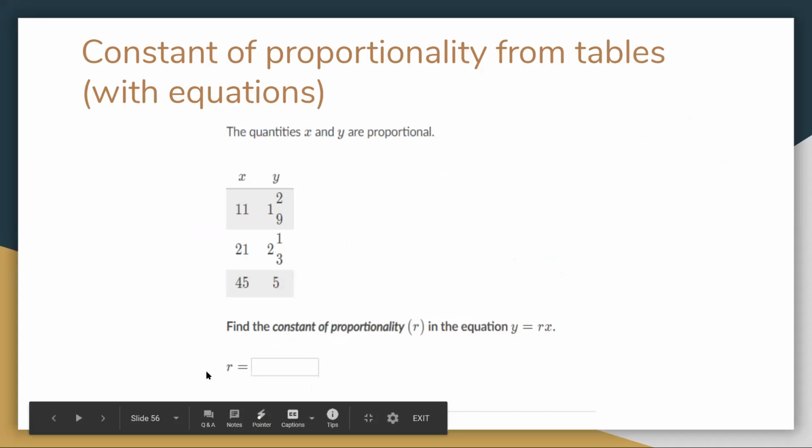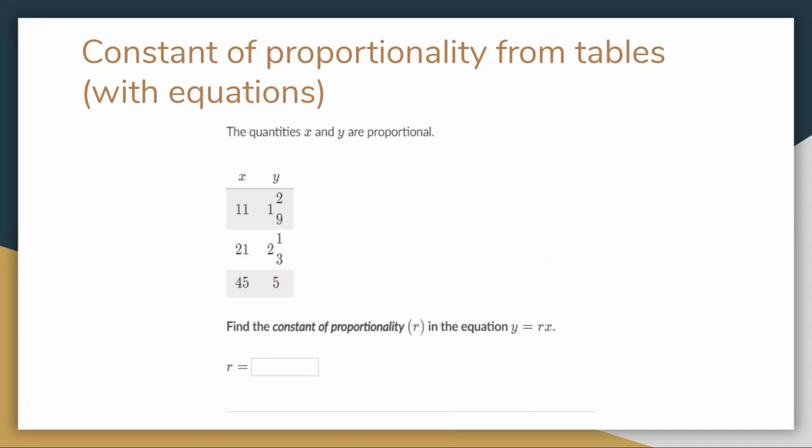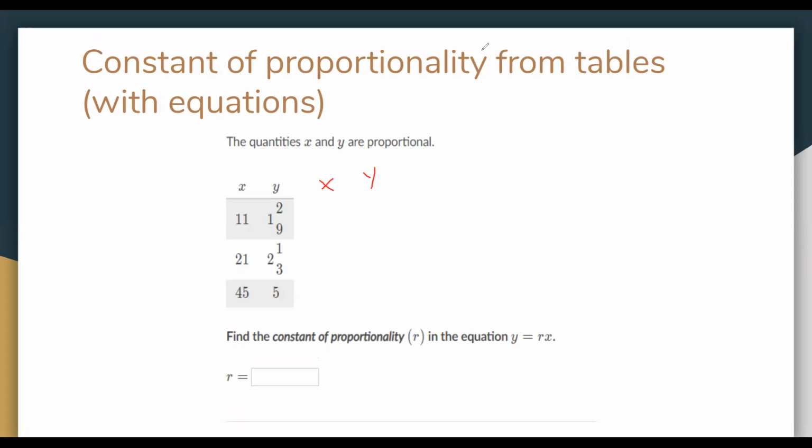The third type of question you'll see involves mixed numbers and fractions. That doesn't change anything. We're just going to write the table down. X and Y: 11, 1 and 2/9; 21, 2 and 1/3; 45, and 5. It doesn't change anything at all. You're still going to say to find the constant of proportionality, which is k, that's just y divided by x. That does not change anything, and it's proportional.